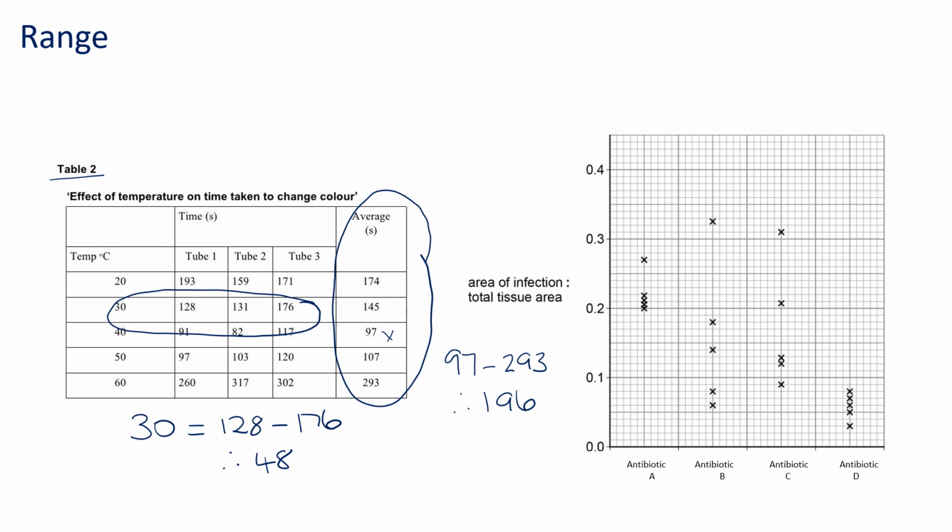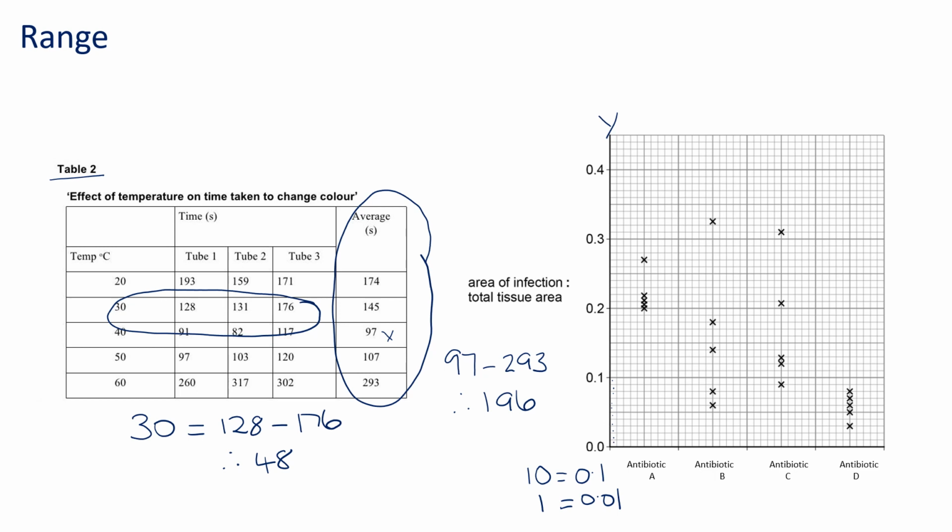If you look at the axis, we can see that it goes up by 0.1. And the first thing you need to be able to do to identify the range is to interpret the scale on the y-axis. And if we look carefully, we can see that there are 10 squares between 0 and 0.1. So 10 squares equals 0.1. Therefore, 1 square equals 0.01.